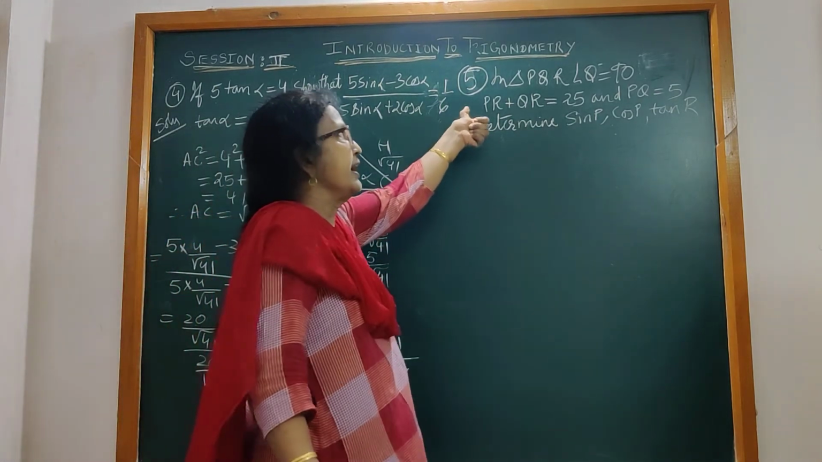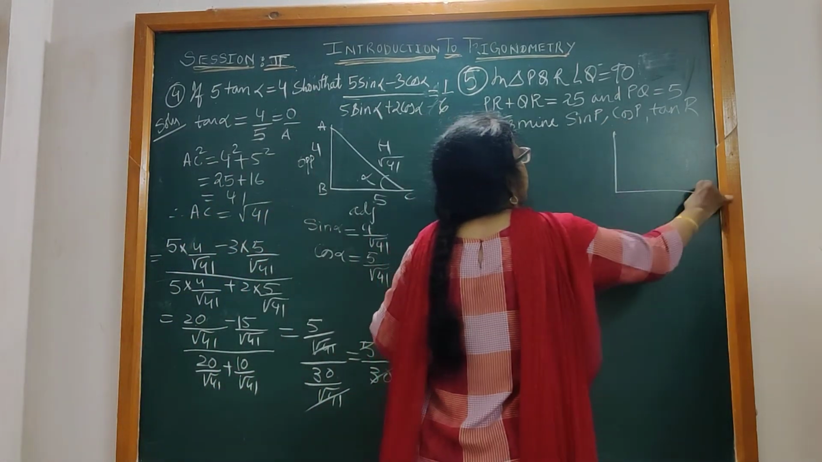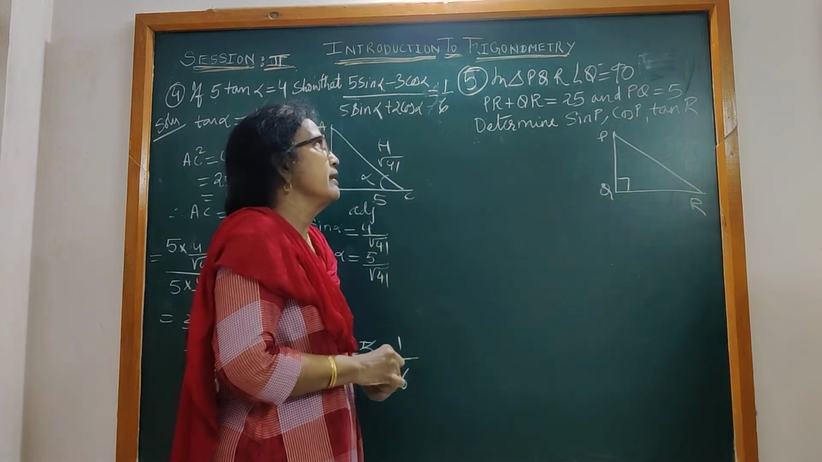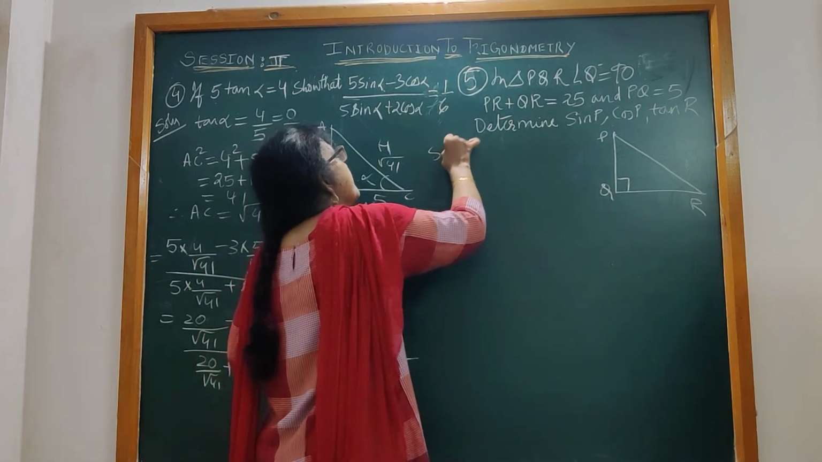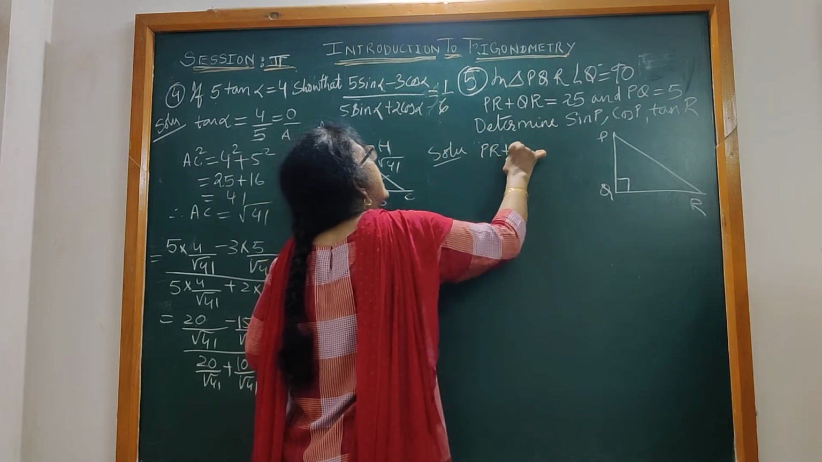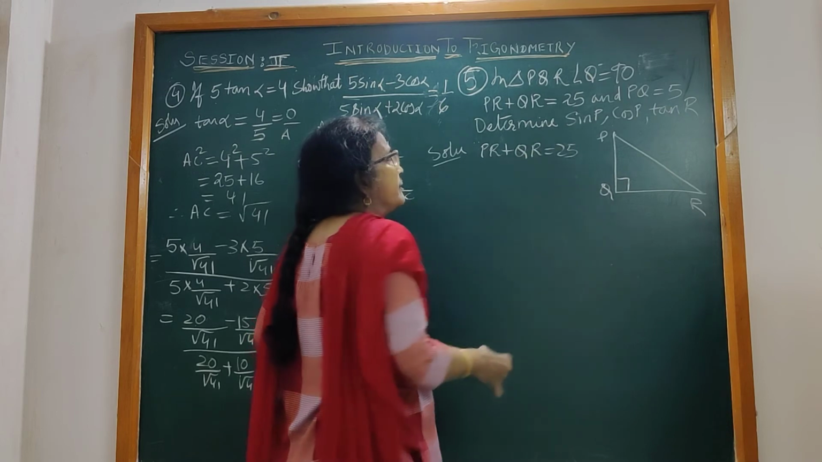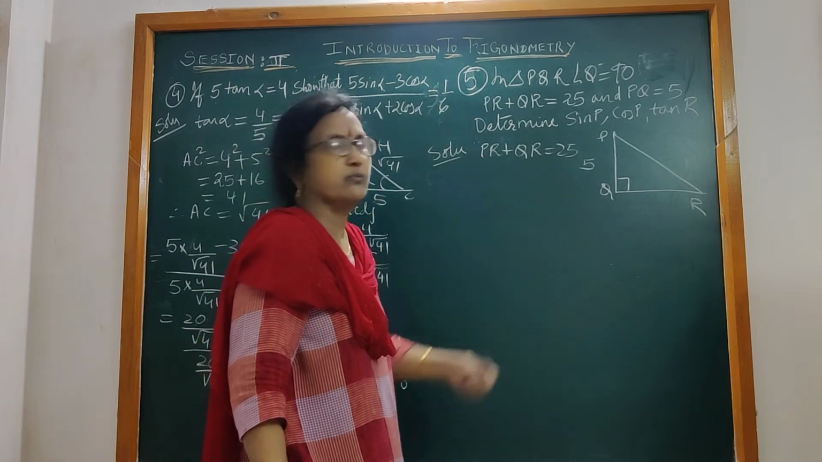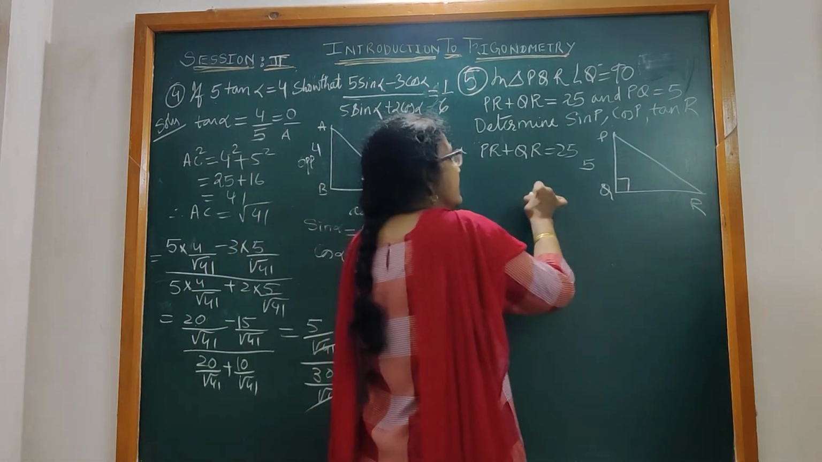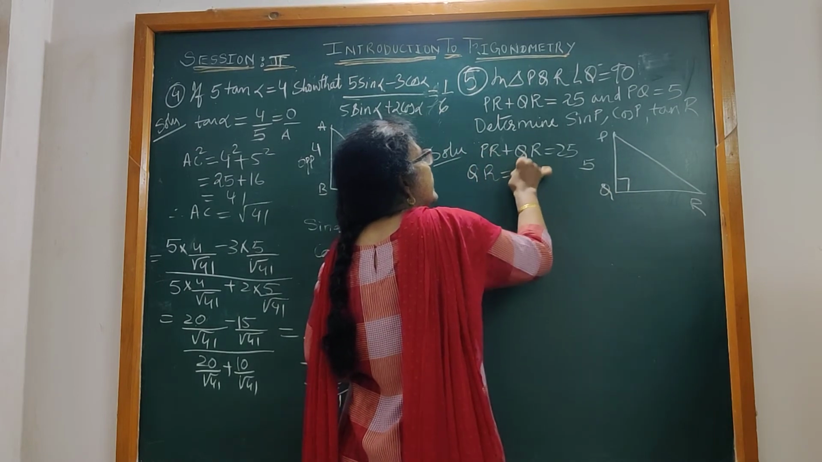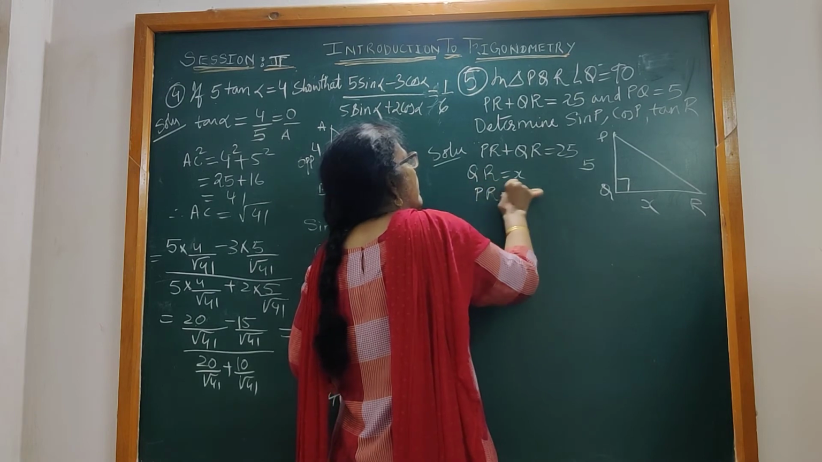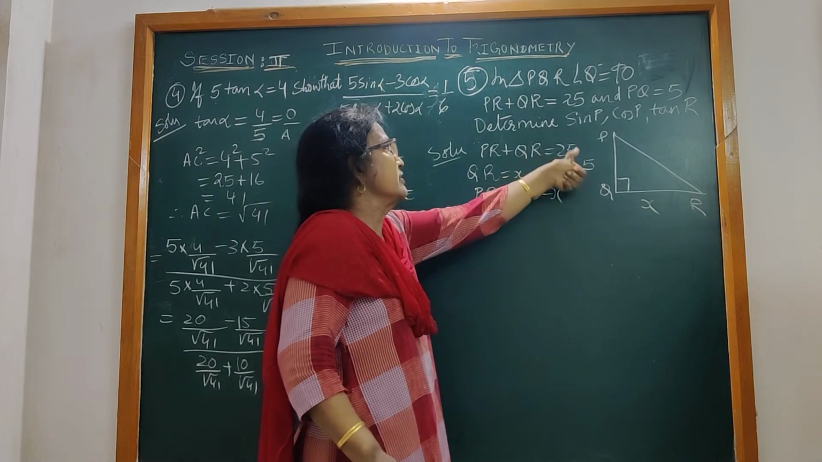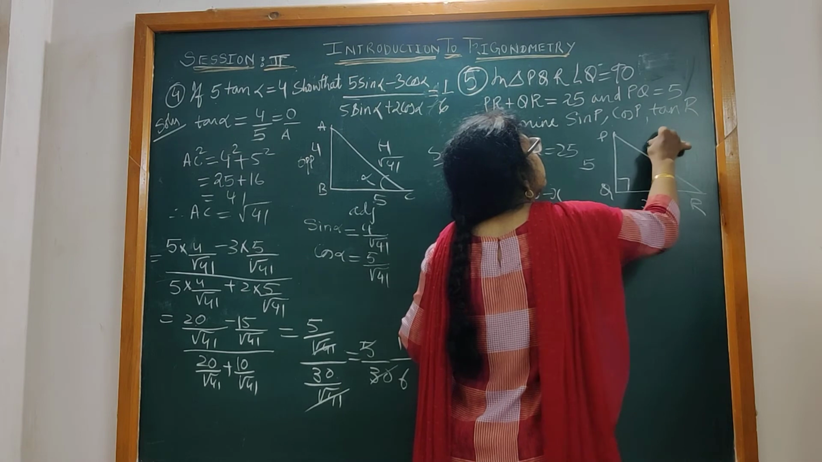Now the next question: in triangle PQR, angle Q I am taking as 90. PR plus QR is 25. PQ is given as 5. So first we place PQ as 5. PR plus QR, the sum is 25. If I am taking QR as X, then PR will become 25 minus X.